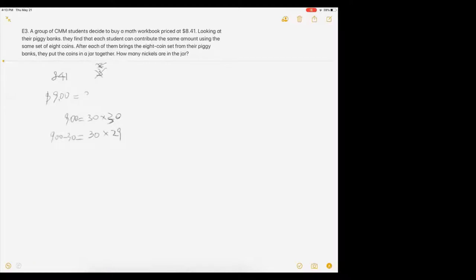And then you take a 29, so it will be 900 minus 59. 900 minus 59 equals 29 times 29. And that equals 841. So by now I know that there are 29 people, and they each pay their share with 29 cents. All right, very good.